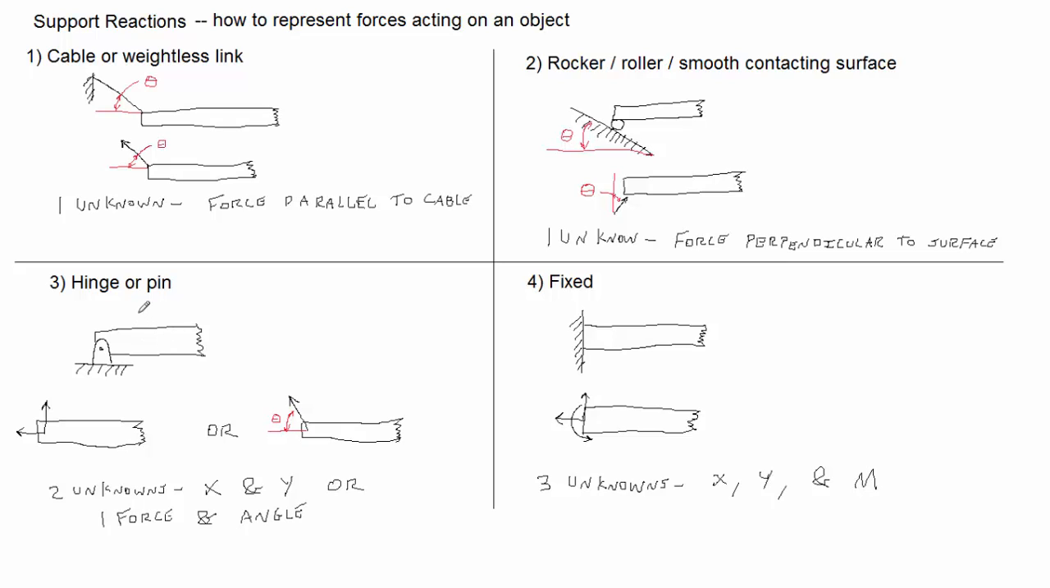Now, if you're curious to know why there's no unknown moment, think about it this way. If static equilibrium is true, and the sum of all moments is zero, since a hinge cannot resist a moment, there can be no moment present there. If there was a moment present there, the hinge would be moving. The fixed support does not allow vertical translation, horizontal translation, or rotation either, so it actually has three unknowns.